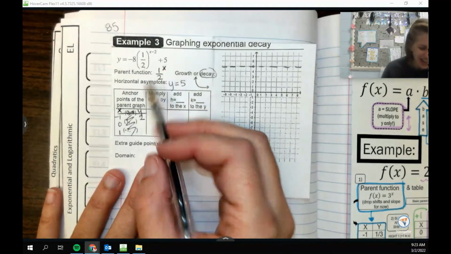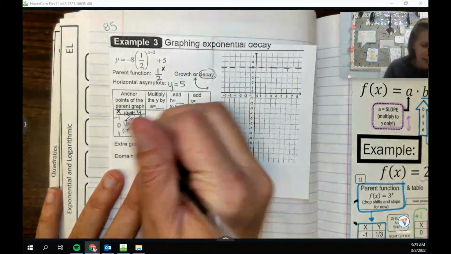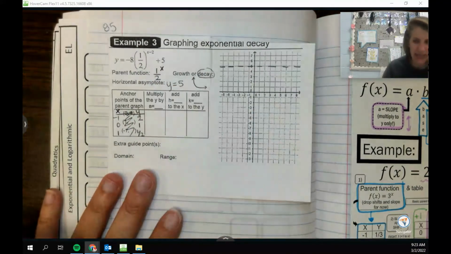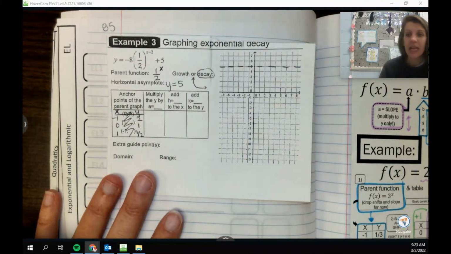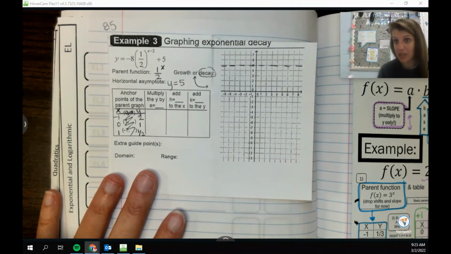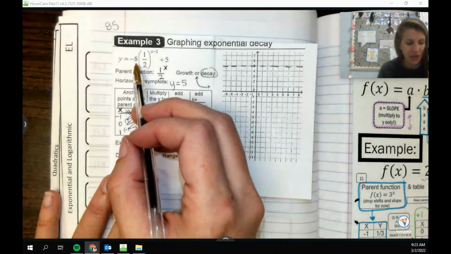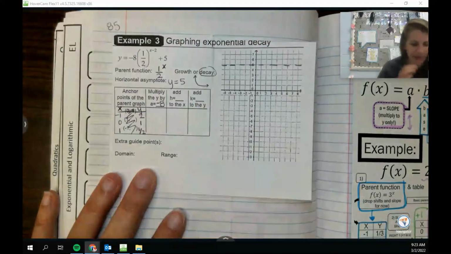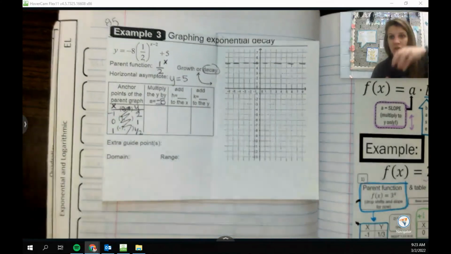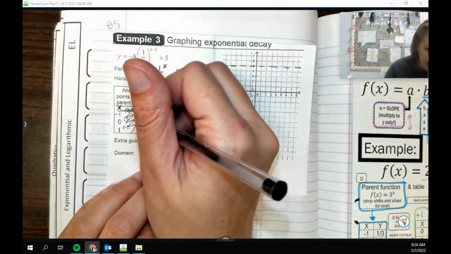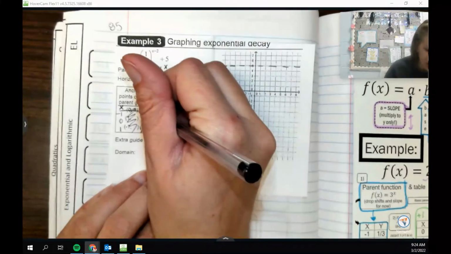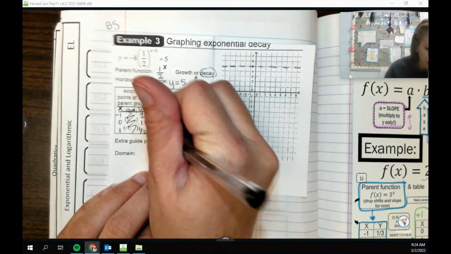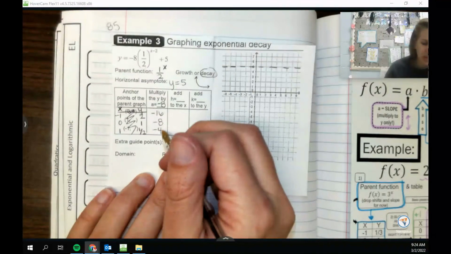When I plug in 0, anything to the 0 power is 1. And then when I plug in 1, it stays the same. So flip, 1 stays the same. Then if I have another slope number, I need to adjust it by that slope number, and I do. So my other slope number is -8. So we're going to multiply by -8, and we only do that to the y values because we're always stretching tall. We're not stretching wide. So if I multiply -8 by my y values, I get -16, -8, and -4. So these are my new y values now.